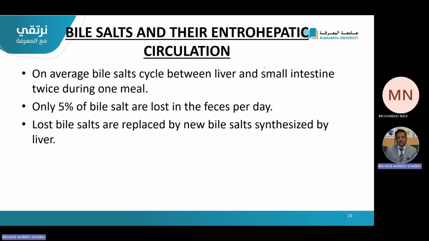So on average, this cycle of enterohepatic circulation, meaning how many times, during each meal the cycle will go on twice. One time it is secreted and reabsorbed. Second time it is secreted again, and then reabsorbed. So two cycles are going on in one meal. And out of that, 95% will be restored, whereas 5% will be lost into the feces.